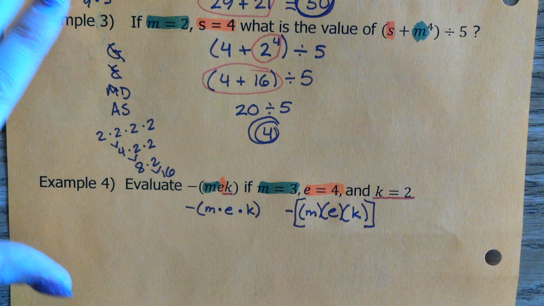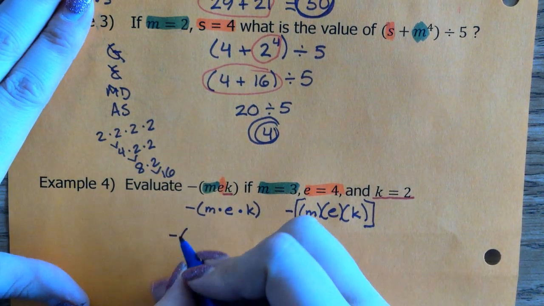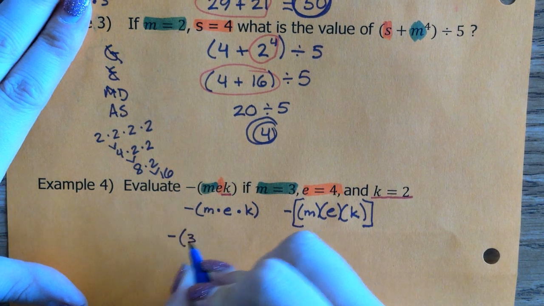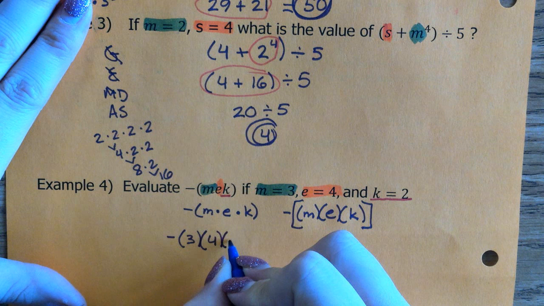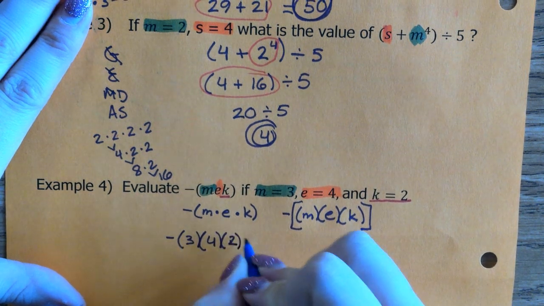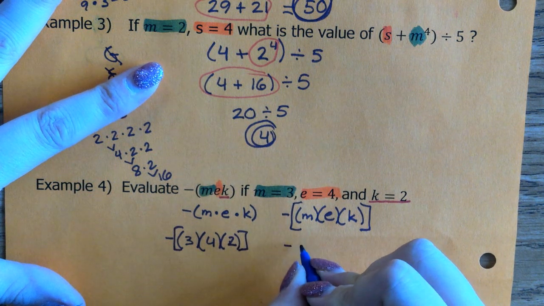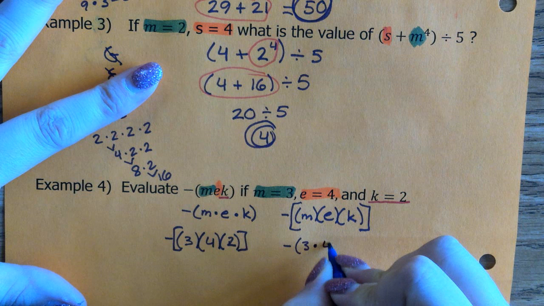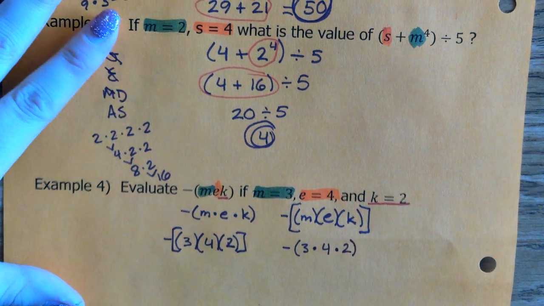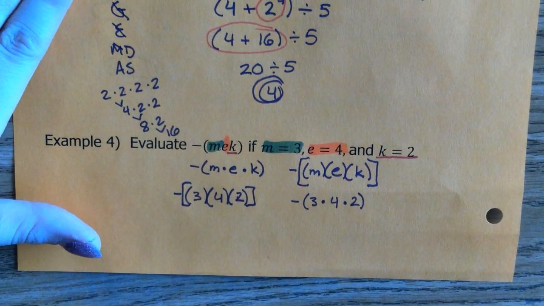Okay, so I'm going to plug them in. So negative 3, 4, 2. Bigger brackets around there. You could also have it as negative 3 times 4 times 2. That's the same thing. Same thing. As long as you're recognizing that those 3 numbers are being multiplied, then you're good.